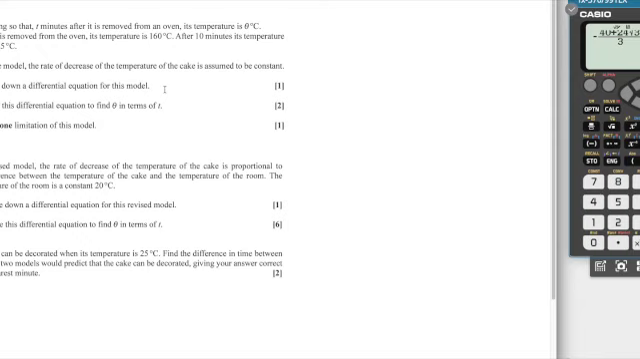So, d theta by dt is just minus k. It's the rate of change is a constant. Solve this differential equation to find theta in terms of t. So d theta is minus k dt. Integrals on both of them. Theta is minus kt plus c.